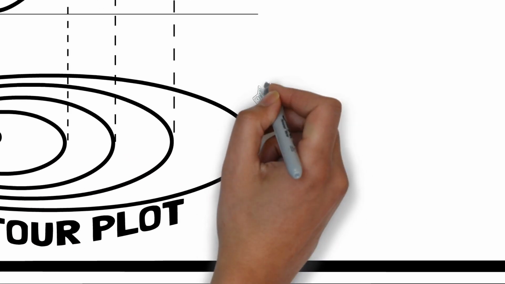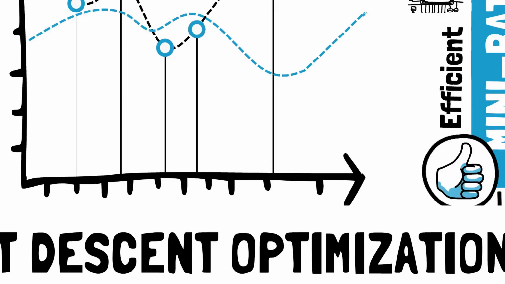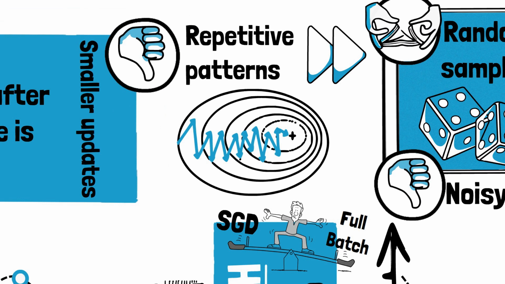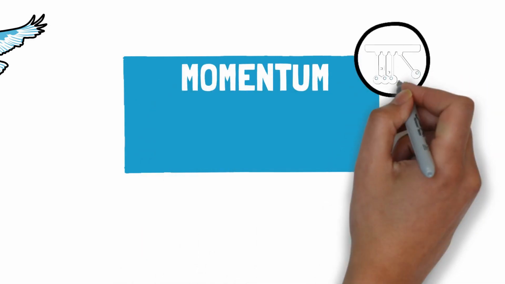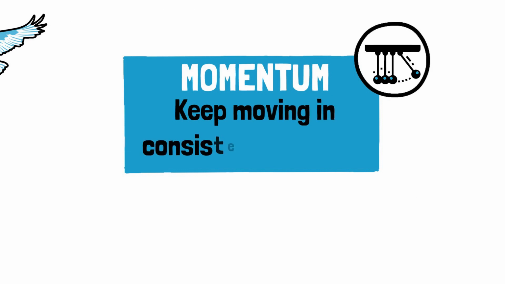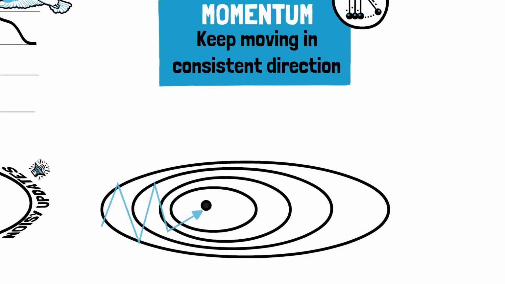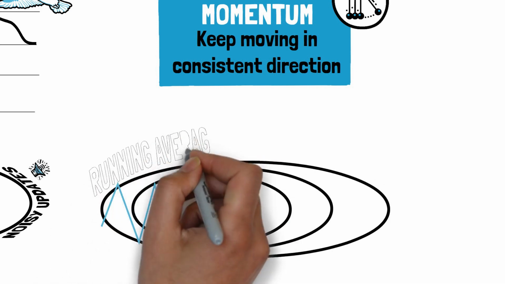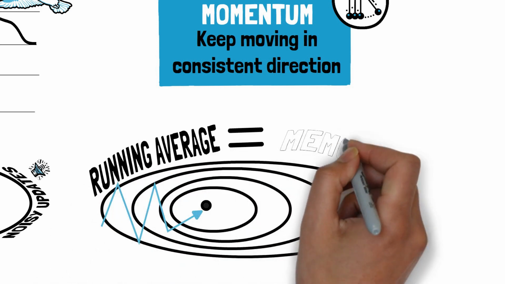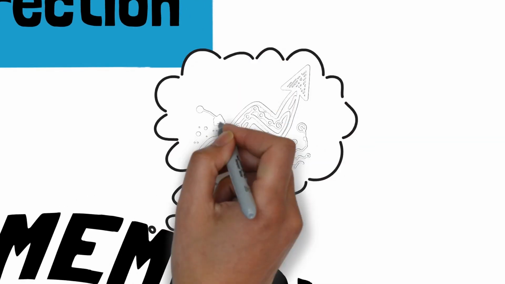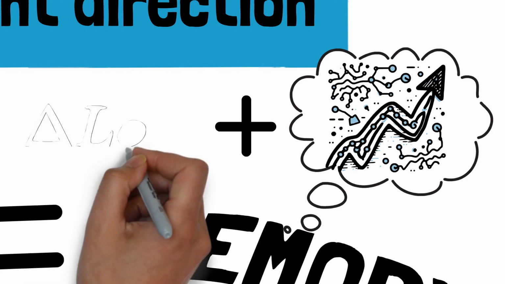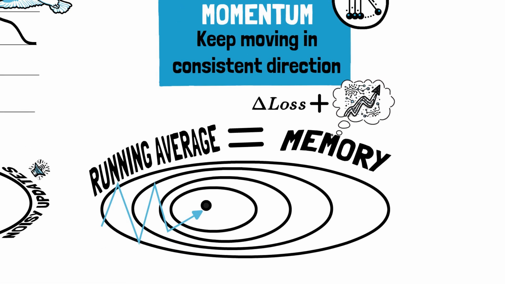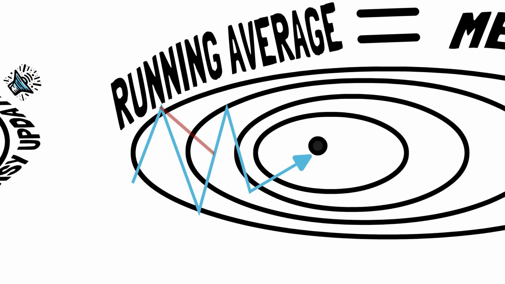The noisy updates of stochastic gradient descent can be visualized as a path on this map bouncing around erratically, resulting in issues with convergence. A technique to mitigate this issue is momentum, which helps the algorithm keep moving in a consistent direction, smoothing out the path. This is done by computing a running average of the previous gradients. This running average acts as a memory of the direction the updates have been moving in. By combining this memory with the current gradient, momentum ensures that updates are more stable and consistent, reducing the erratic bouncing and aiding faster convergence.